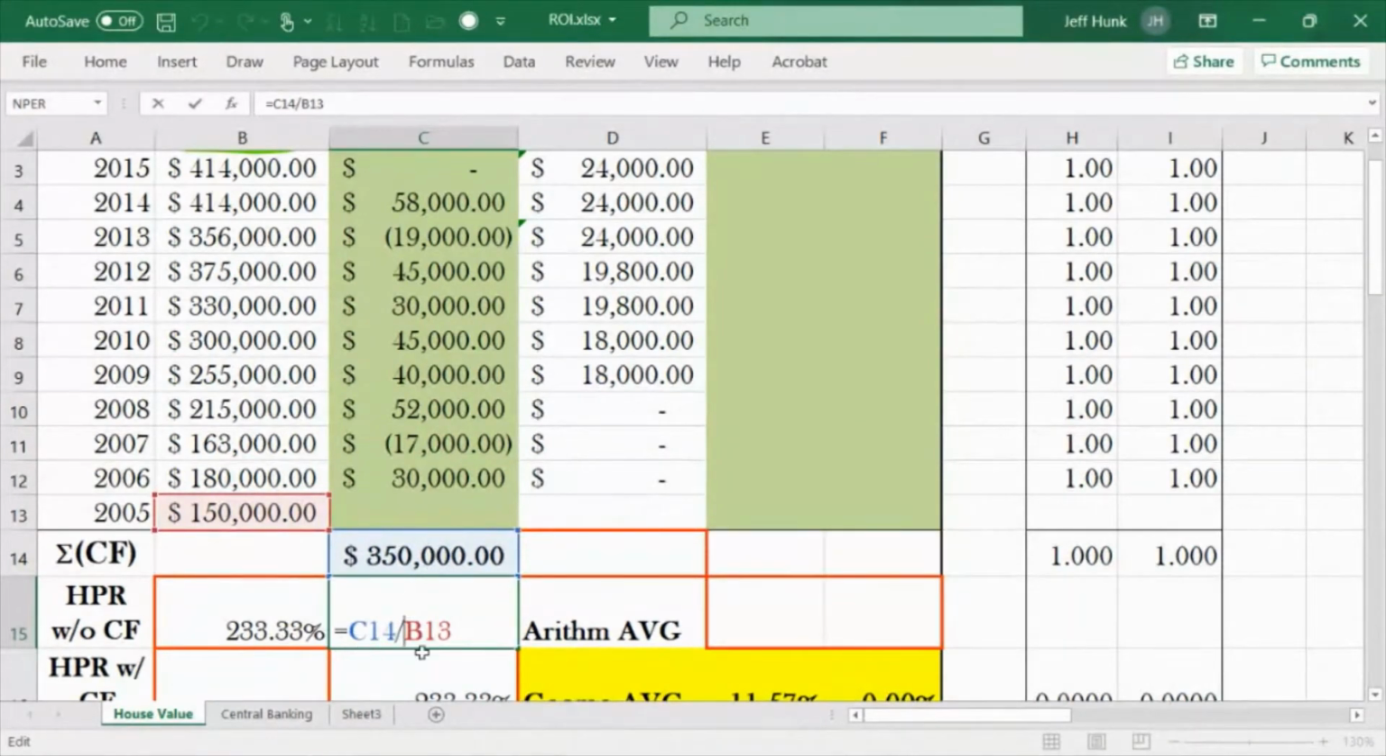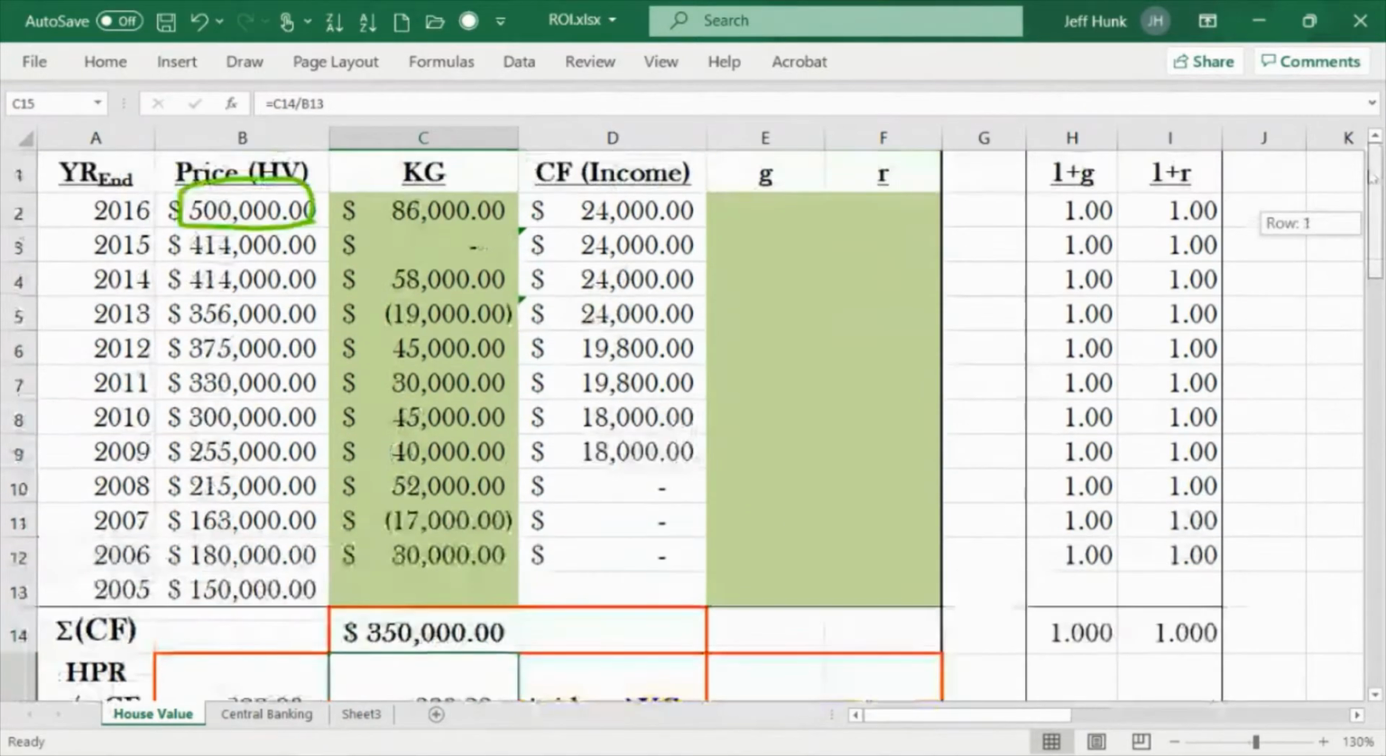Now, next question is, and of course, this is because this is capital gains. You divide capital gains by initial investment. It's still the same thing. You got to get to the same, right? That's the holding period return. Now, what is the next column?